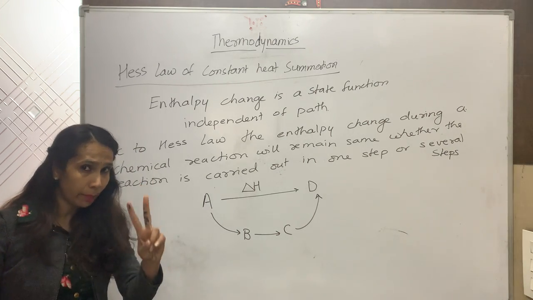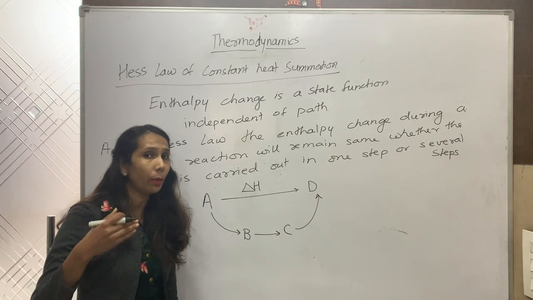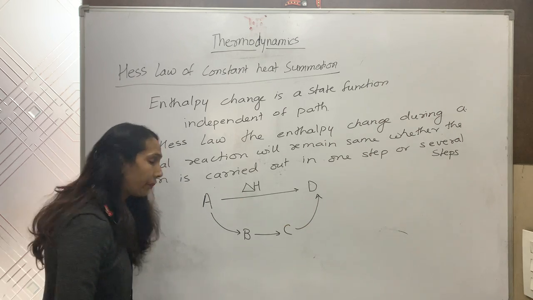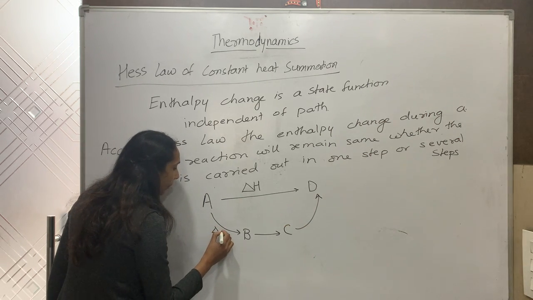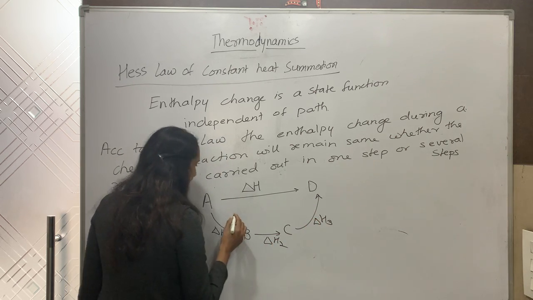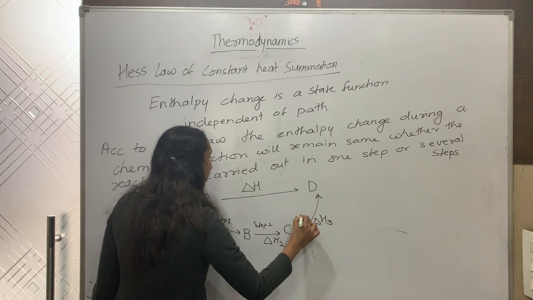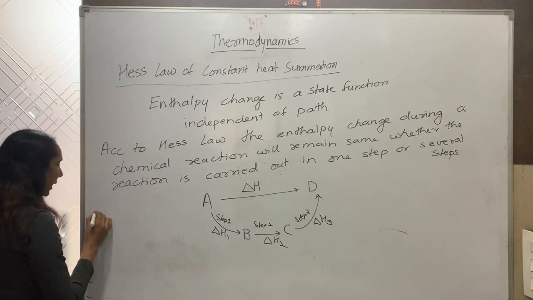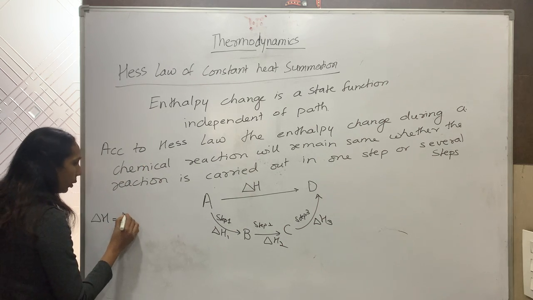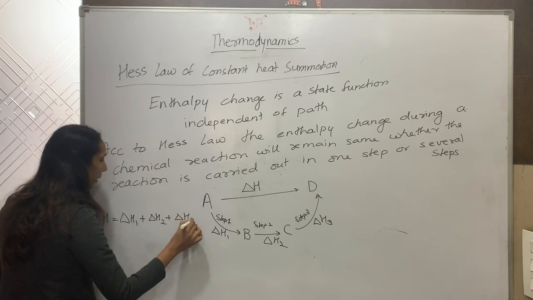I can carry out the reaction by two methods. Either I can convert A directly into D, or I can carry out the process in steps. First I convert A into B, then B into C, and C into D. The enthalpy change for this first step is delta H1. It is delta H2 for second step, delta H3 for third step. This is your step 1, this is your step 2, and this is your step 3. And what you will find? Delta H, the enthalpy change in the reaction, is equal to the sum of the enthalpies of the various steps.